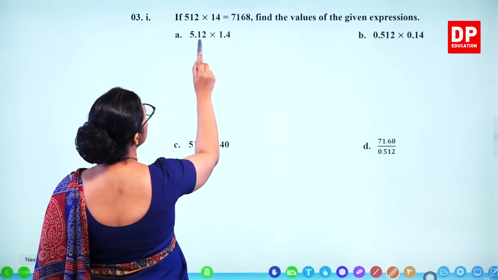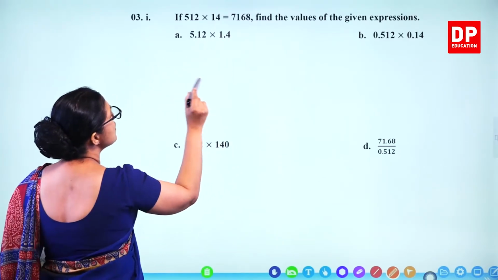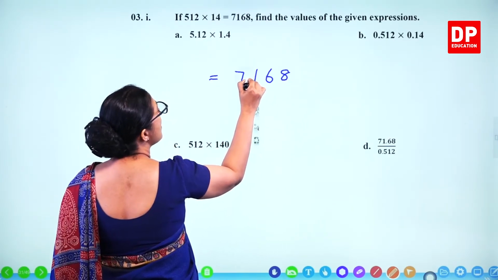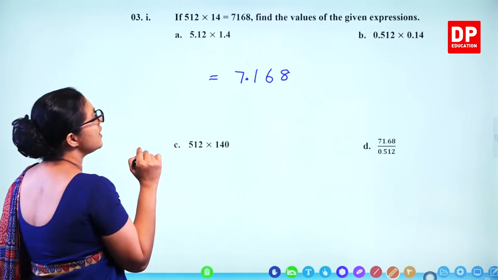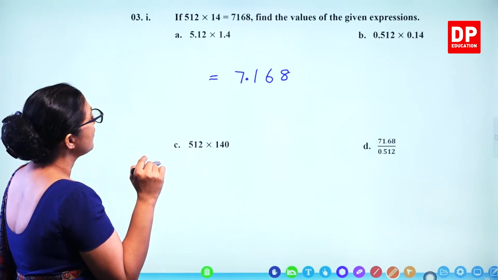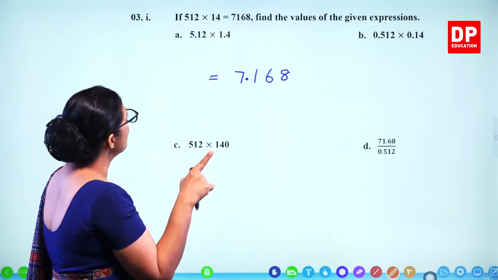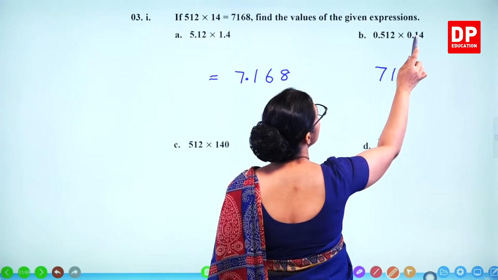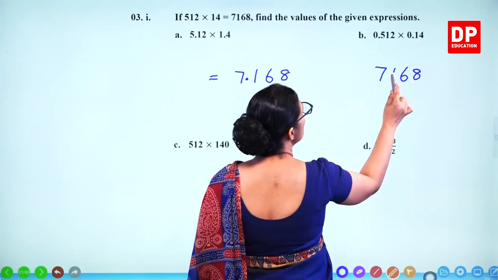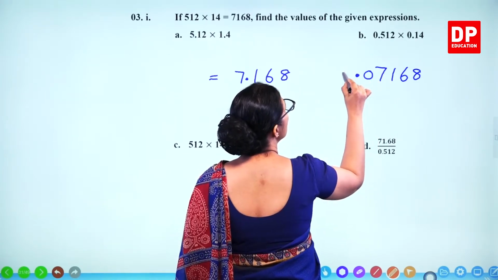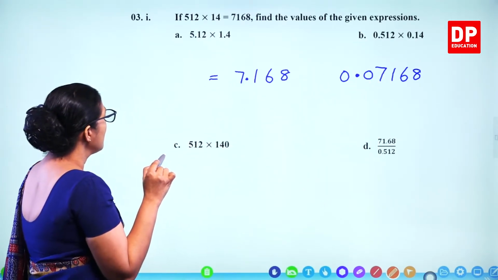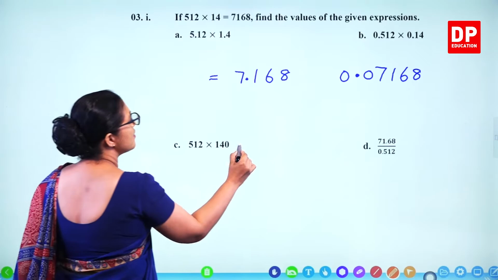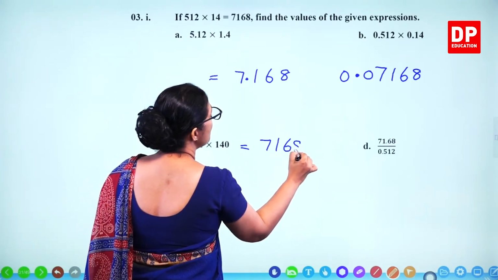512 and 14. So how many decimal places? 3 places we have to keep. 1, 2, 3. So the answer becomes 7.168. What about the other one? 512 and 14 there. So the same answer, but the decimal places are different. 1, 2, 3, 4, 5. So you put the decimal point here. Now an extra 0 is there, so you have to put an extra 0.